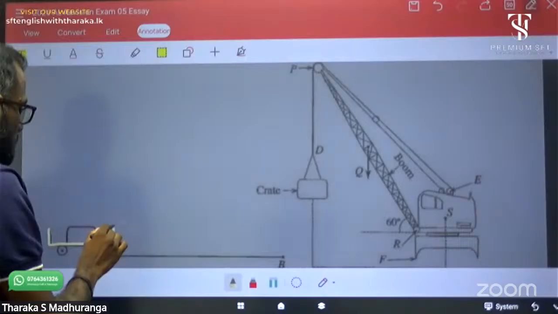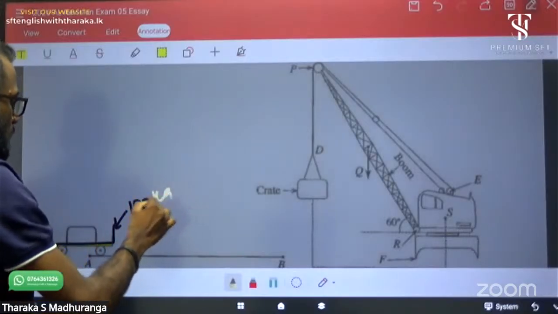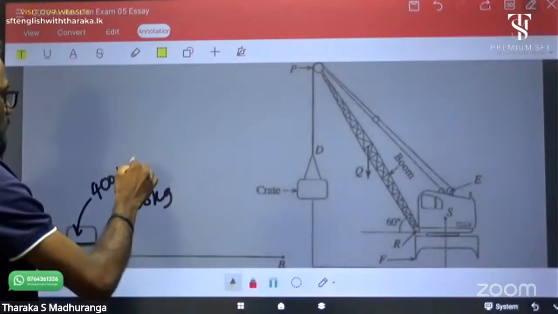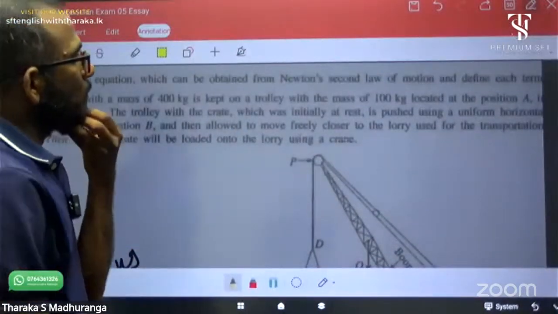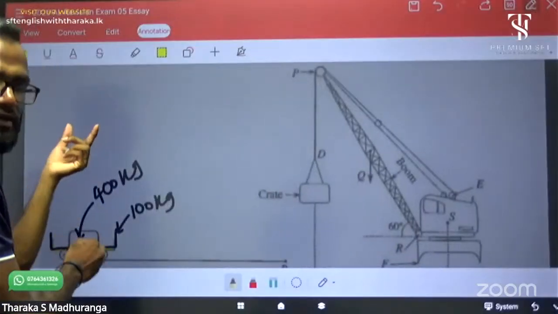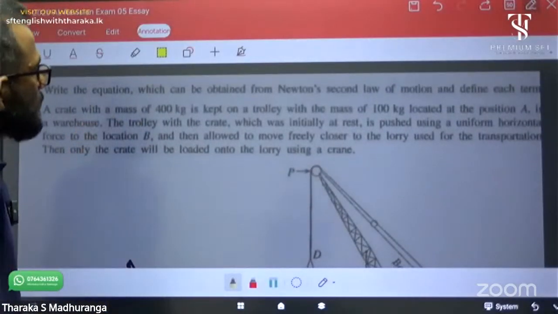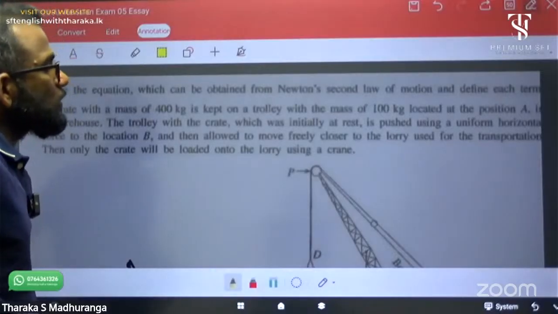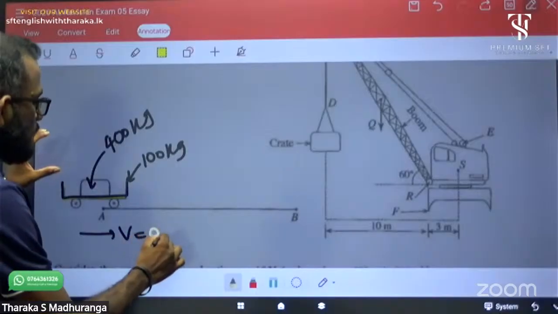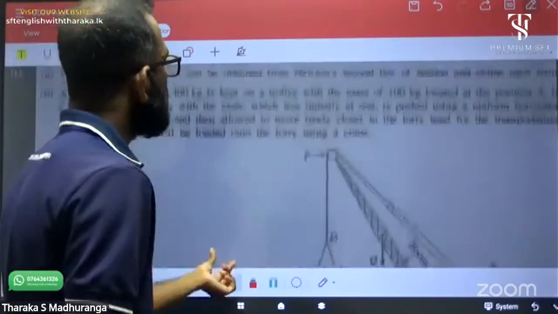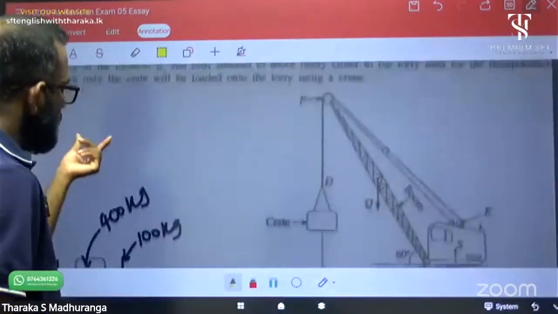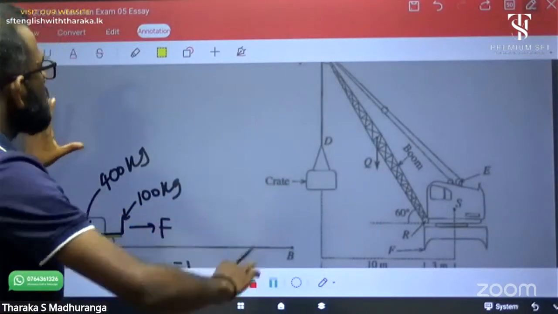The trolley mass is 100 kilogram, and the crate, meaning the object, is 400 kilogram, located at position A in a warehouse. The trolley with crate is initially at rest. Initially, at point A, its velocity V equals 0 ms minus 1. It is pushed using a uniform horizontal force F to the location B.